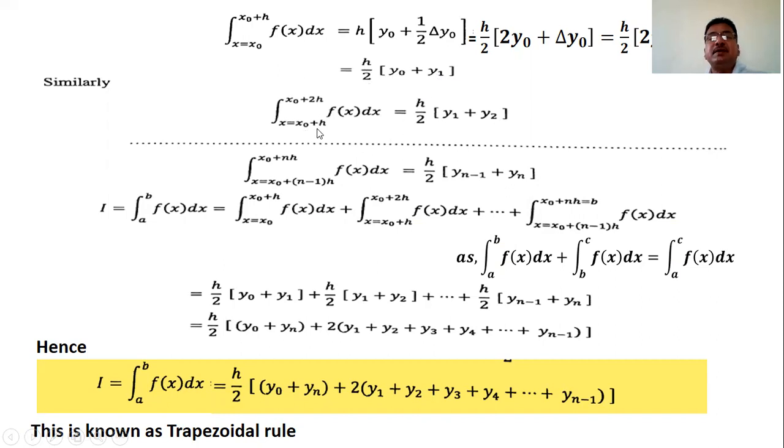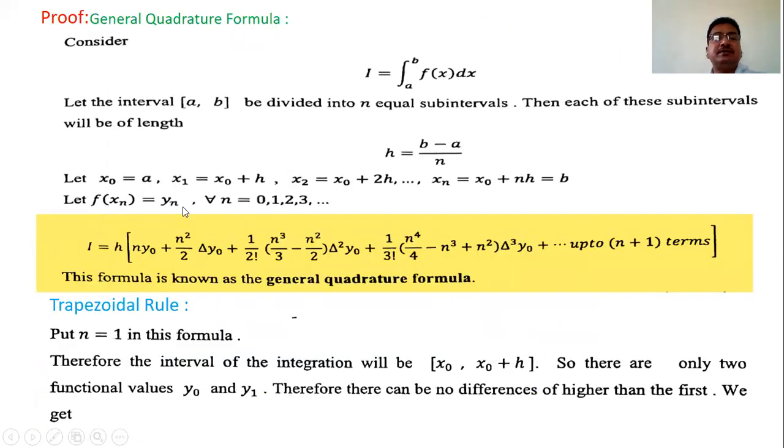What is the next interval? x0 plus h to x0 plus 2h. So in the first, the interval is x0 to x0 plus h. Instead of this, take the interval x0 plus h to x0 plus 2h, and the value corresponding to x0 plus h, or x1, is y1, and the value corresponding to x0 plus 2h is y2.